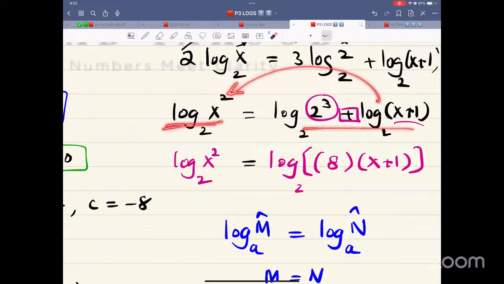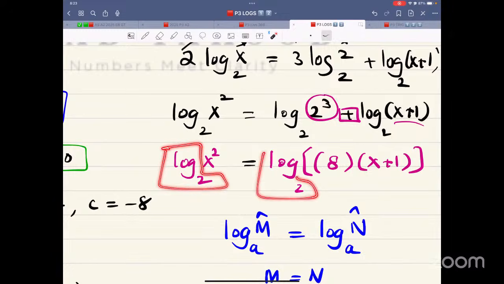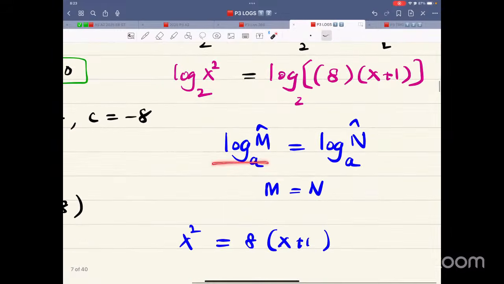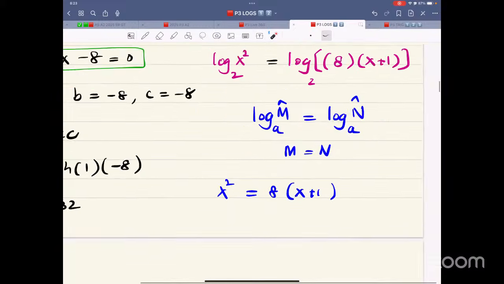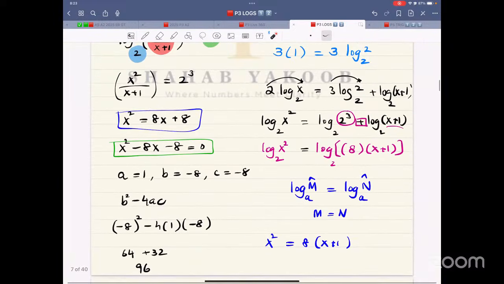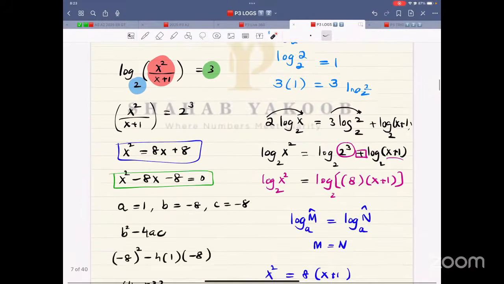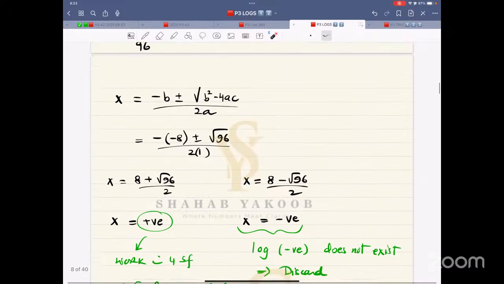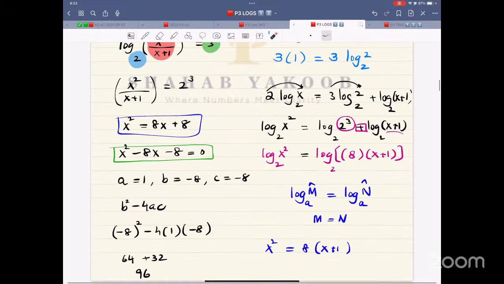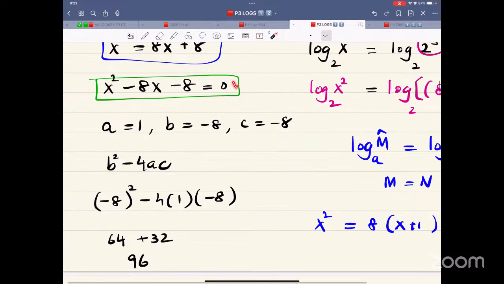Now I'm not transferring this to the other side. I have logs on both sides. Now this plus means multiplication. So this is 8, this is x plus 1, and they multiply. Now this is log to the base 2 and this is log to the base 2. If there are two terms like this, log m base a equals log n base a, in other words, m equals n, and we get the same thing. Have a good look over here. They both are done on the same page, and they could have been done differently also. And then you solve this equation.